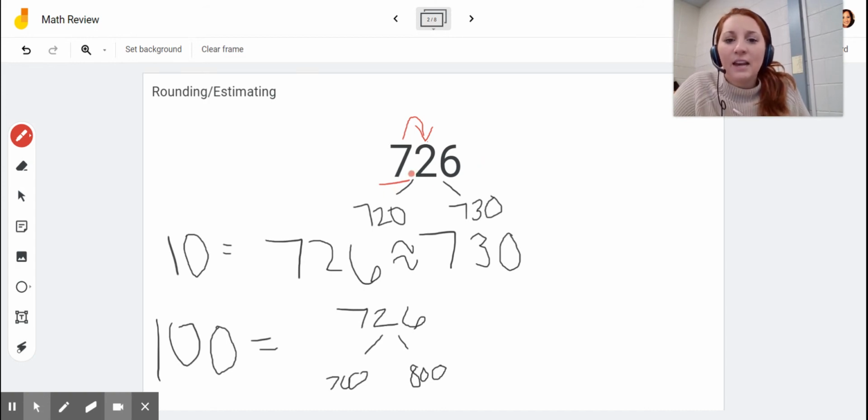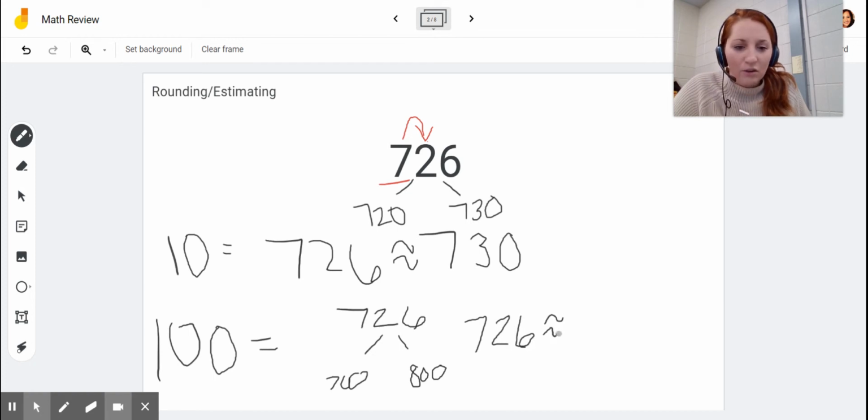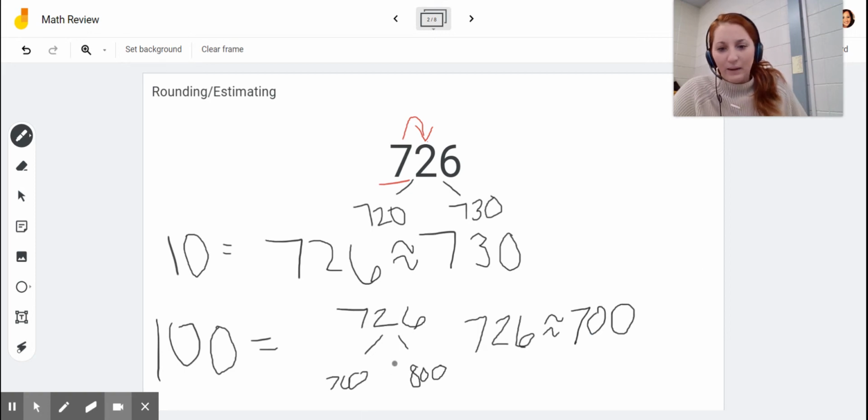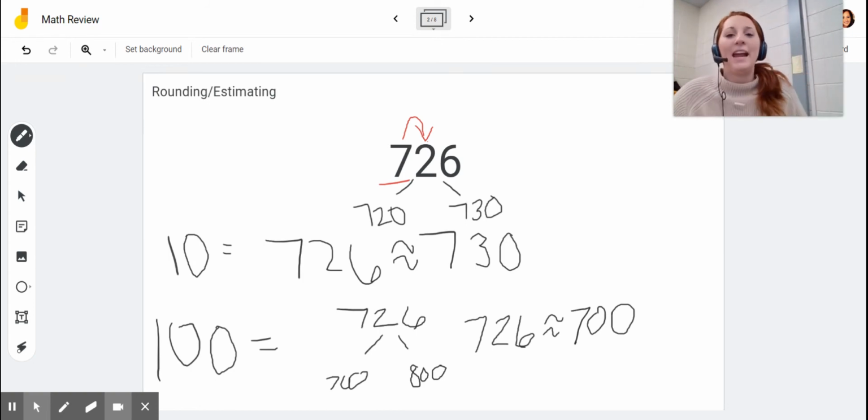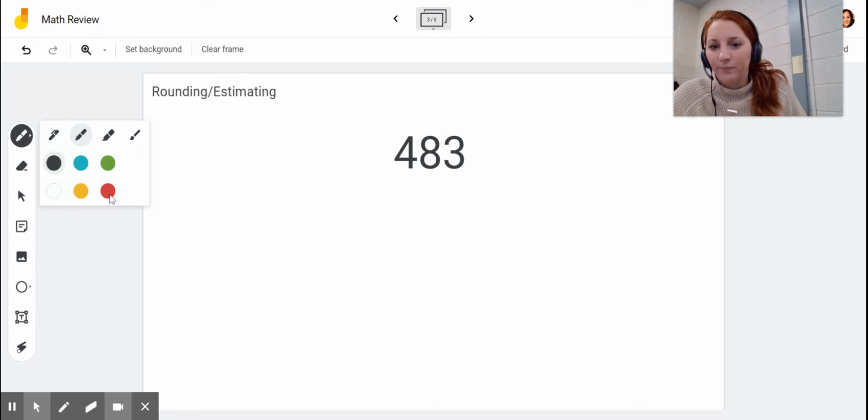So 4 or less, let it rest. 5 or more, raise the score. 2 is less than 4, so we need to let it rest. So 726 gets to rest at 700. So I'd write 726 rounded to the nearest 100 would be 700 because it's only 26 away from 700 and it's 74 away from 800. One more example.